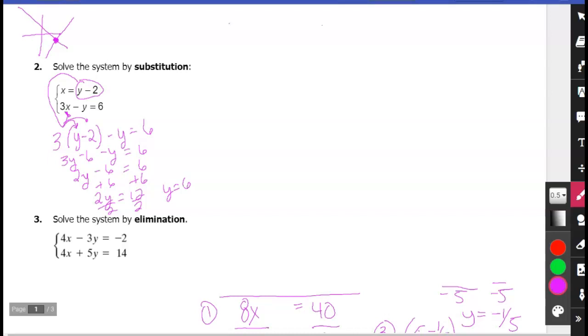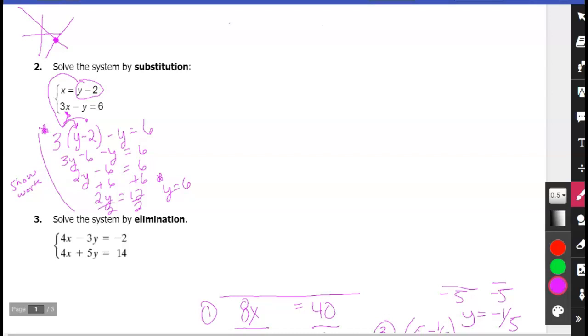All those steps you need to show your work. You can't just go from here and then tell me that y equals 6. I need to see all the steps in between. The reason we're doing that is to make sure we don't have kids cheating. You got to go through the steps and show me every single step.